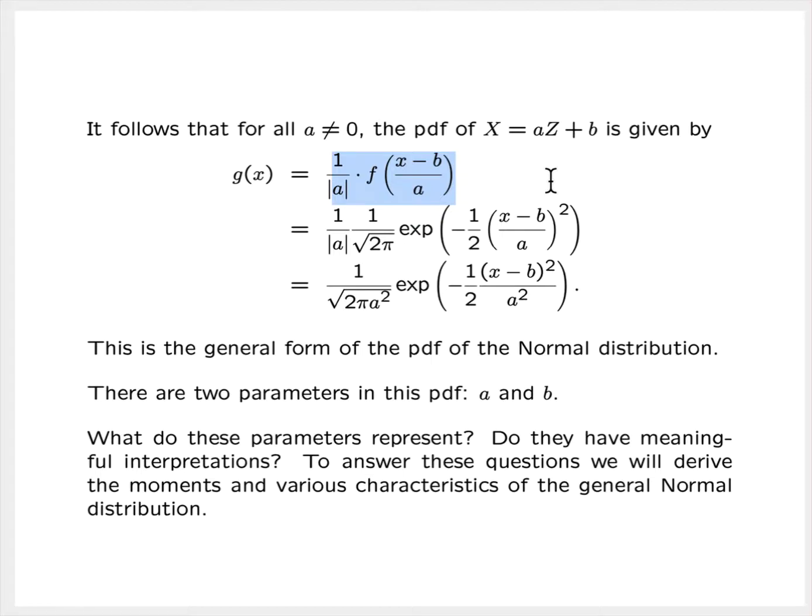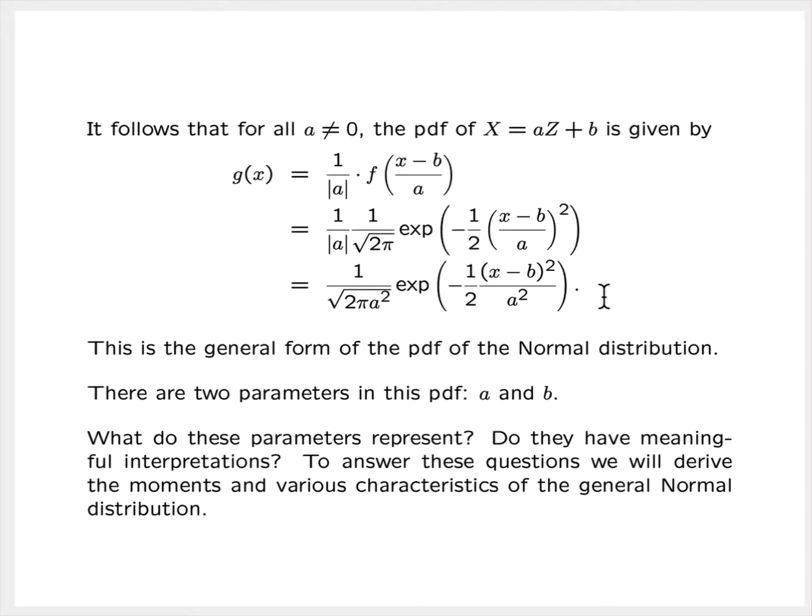Now, at this point, we're going to write out what this function f is evaluated at (x minus b) over a, and this is what that function looks like. We can write it in a couple of ways. You'll typically see it written this last way in most statistical textbooks, but sometimes you'll see it written in that second form as well. Regardless of which of the two you choose, this PDF is the general form of the PDF of the normal distribution.